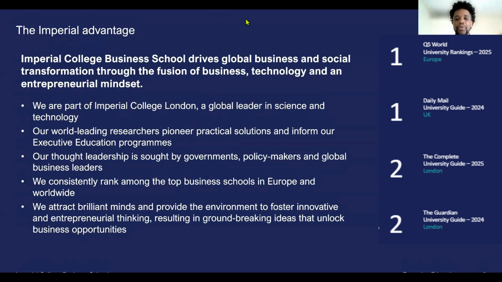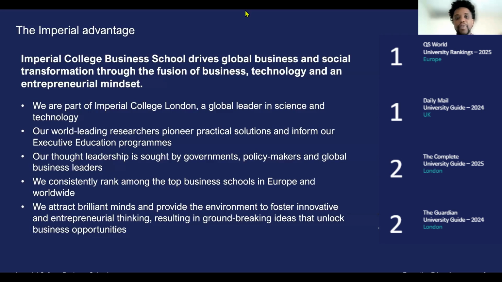For those of you who are here for the first time, this is a little bit about Imperial College. I'm not going to read it all out, but if you look to the right, you'll see number one across the board. This is a college where you can be sure that what you're learning comes from thought leaders in the field who are making their mark and are globally recognized for their talents. Our thought leadership is sought out by government, policymakers, and global business leaders.